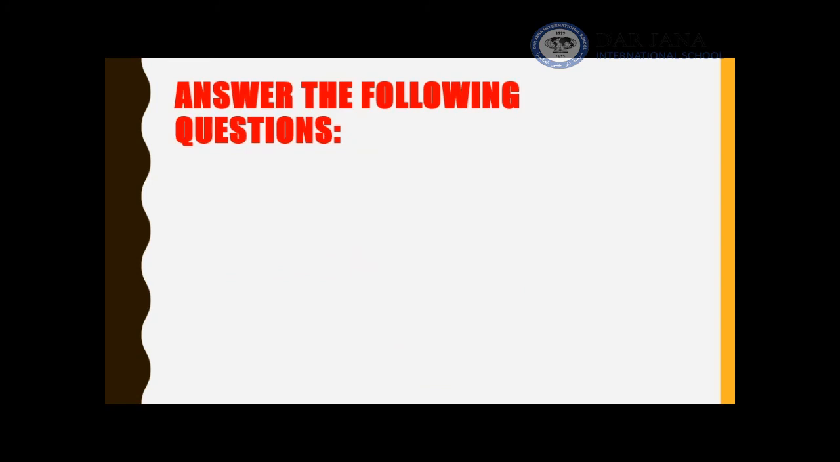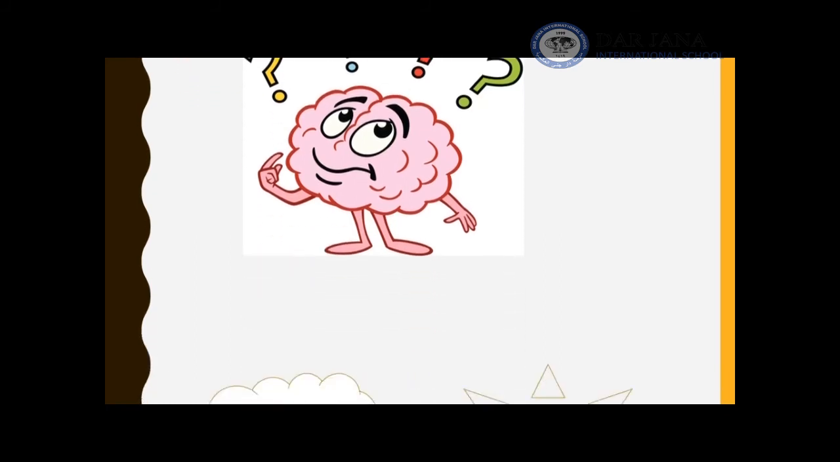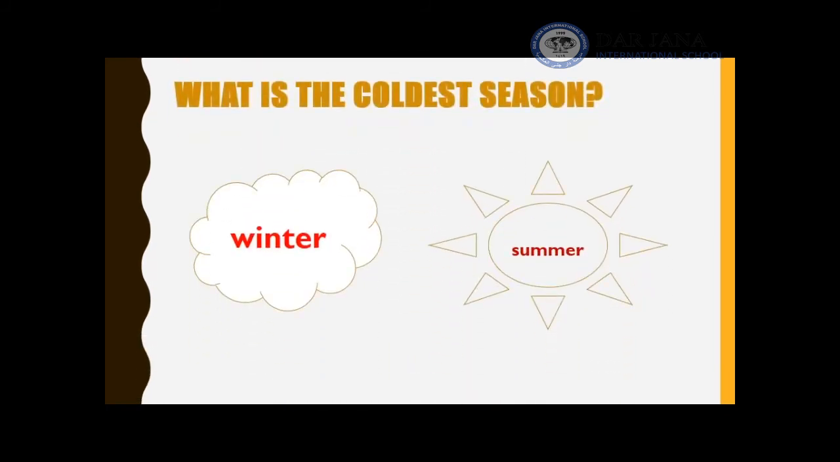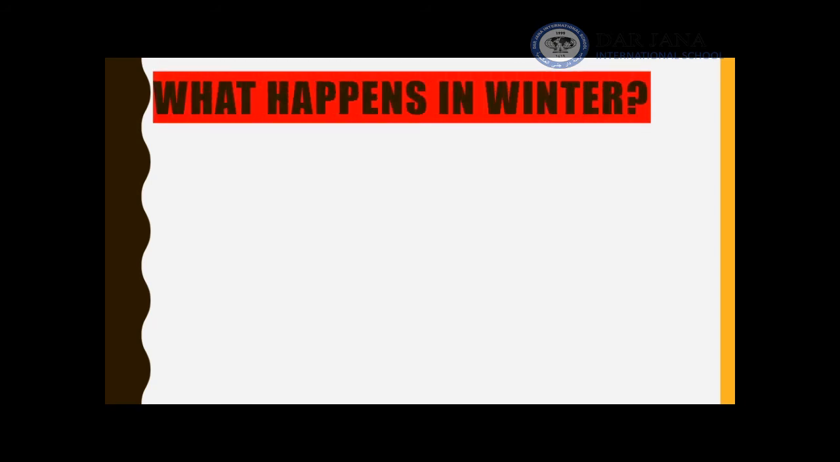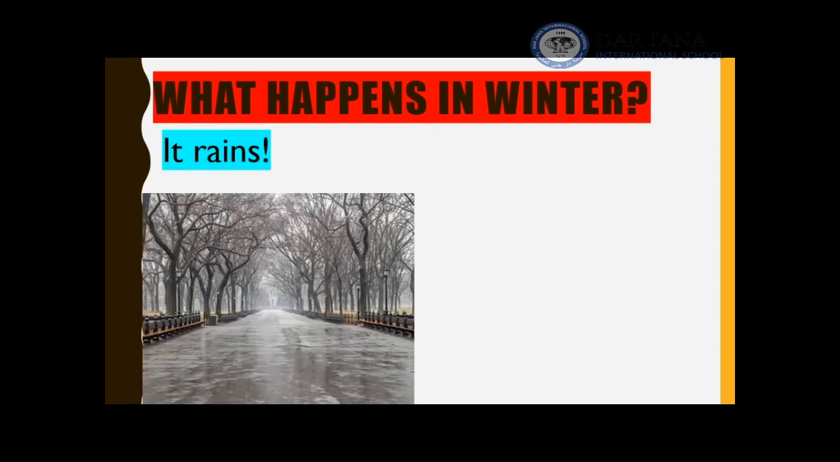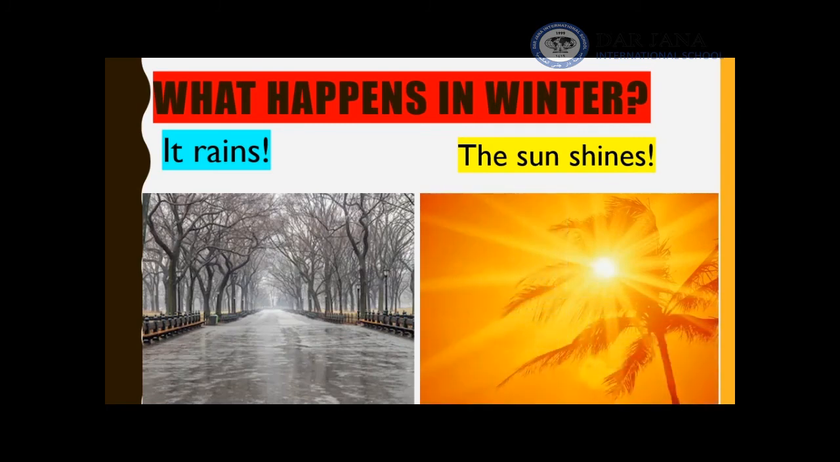Now let us review, or let us guess. What is the coldest season? Is it winter or summer? Of course it is winter, because summer is the warmest one. Super job. What happens in winter? Does it rain? Or does the sun shine? It means, is it rainy most of the time, or is it sunny most of the time? What do you think? It rains. Super job.